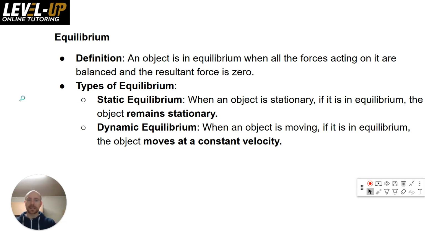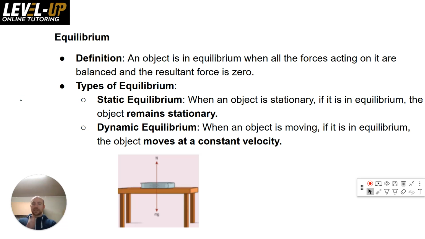I'm stating that again. I said it in the previous video, but it's so important. This, particularly the second one, dynamic equilibrium, the idea that an object is moving, it will continue to move at a constant velocity, even when there are forces acting on it. But if all the forces add up to a resultant force of zero, it is in equilibrium and it will continue to move at that constant velocity.